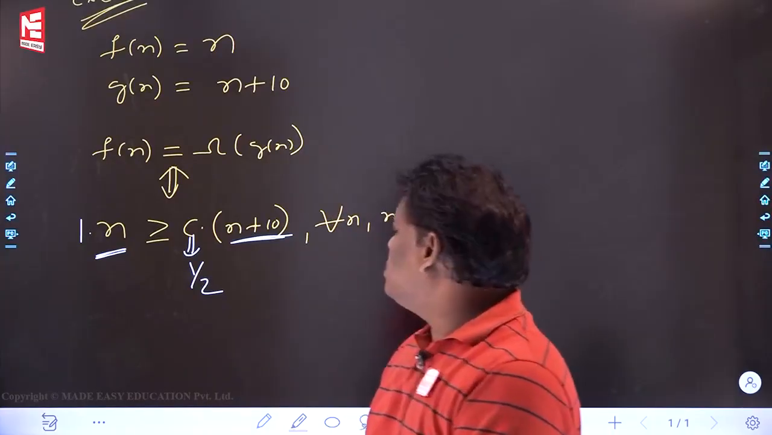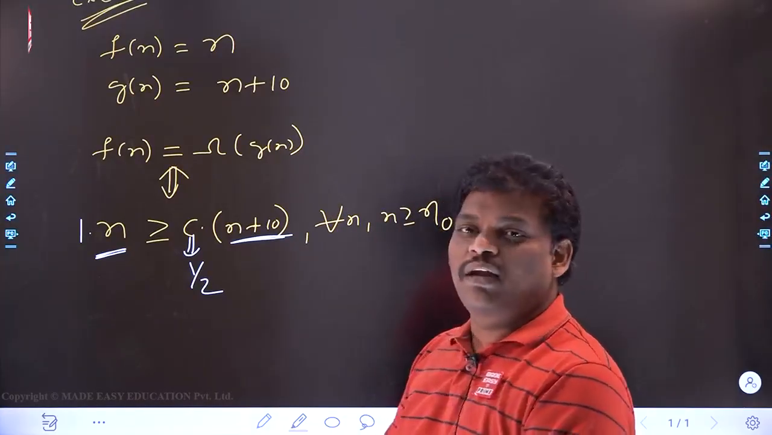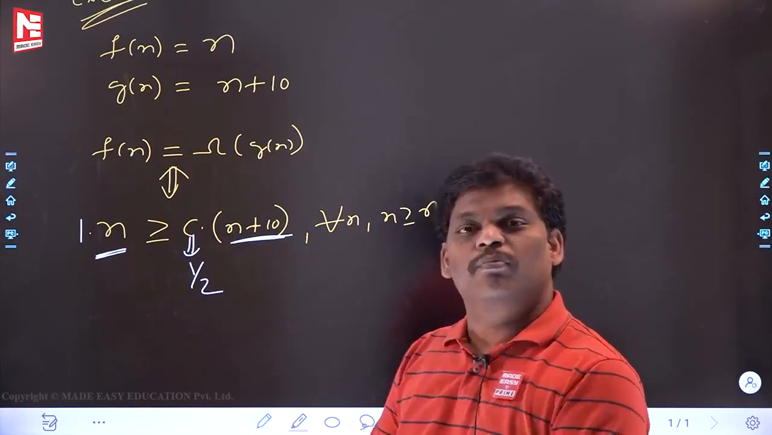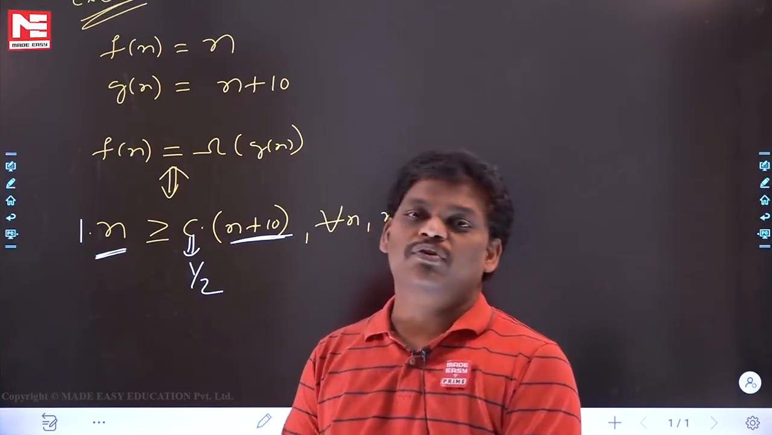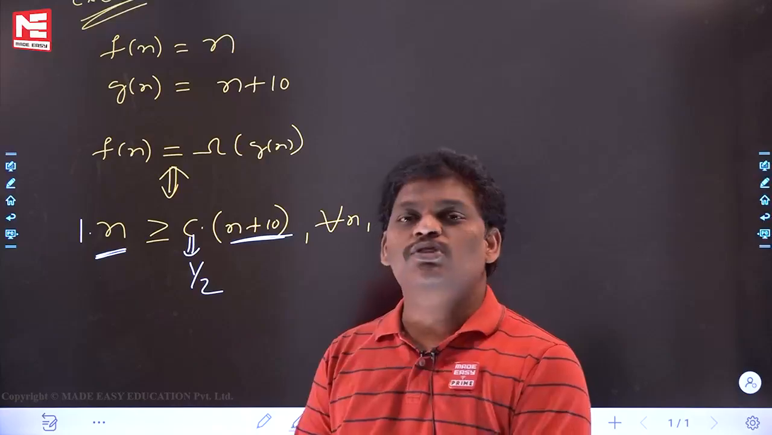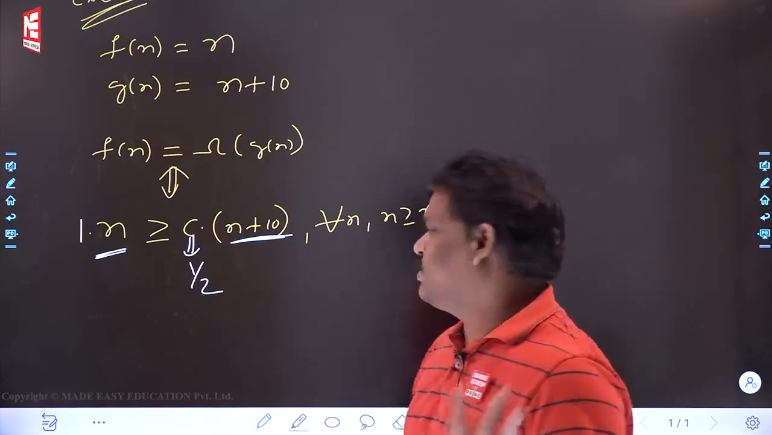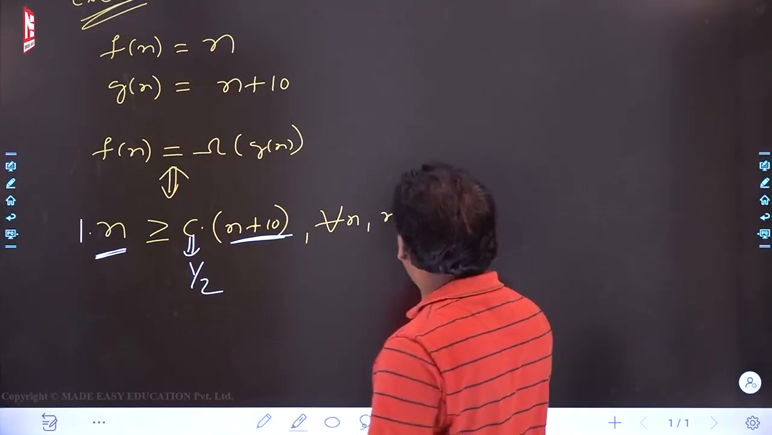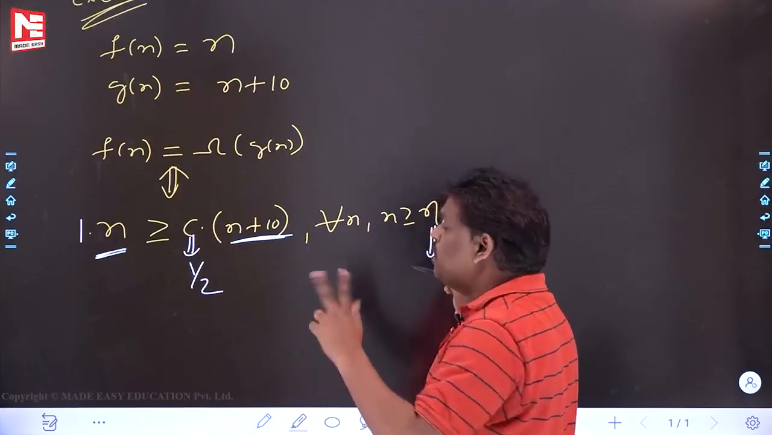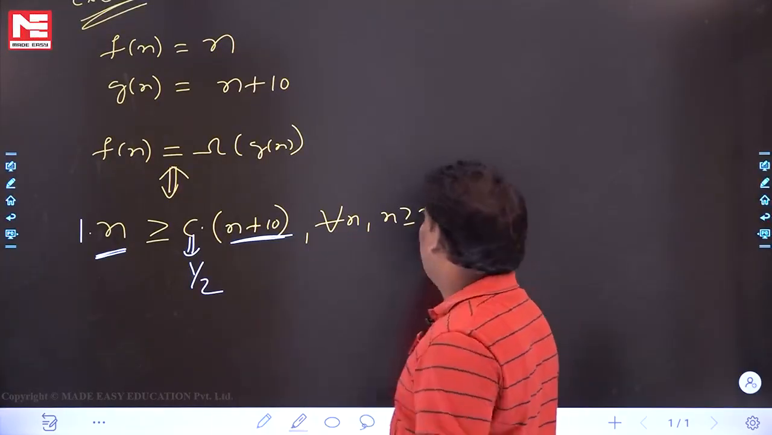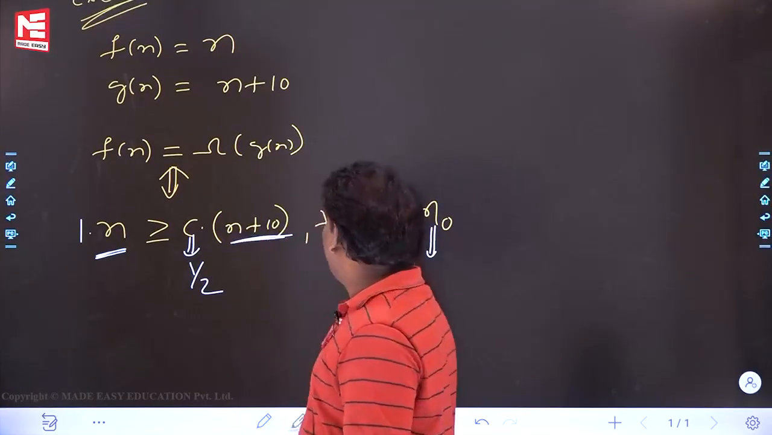Fine. Which C value can help? Which C value makes left bigger? C value 1 by 2, left bigger. C value 1 by 3 also left bigger. C value 1 by 4 also left bigger, and so on. Next, one more thing I want to ask: what is the n0? Let's check from 1 onwards. Minimum 1 onwards I have to check.